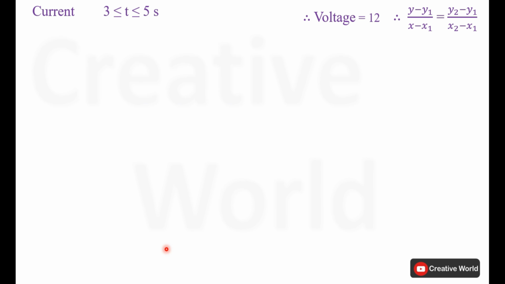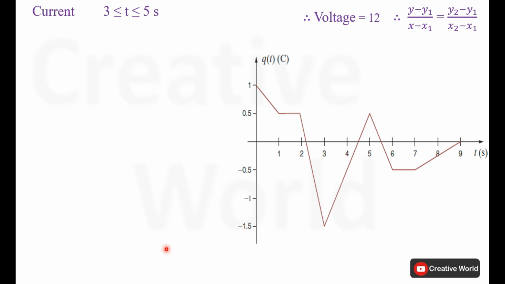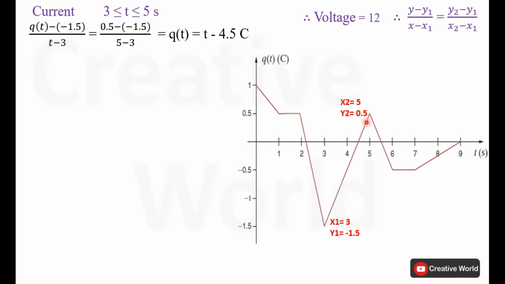Now calculating the current between the time interval of 3 and 5 seconds, our starting points will be 3 and minus 1.5 and our final points will be 5 and 0.5. Entering these points into the equation, we got the equation of charge equal to t minus 4.5 coulomb. Taking the derivative of this charge, we got the current between 3 and 5 seconds equal to 1000 milliampere.